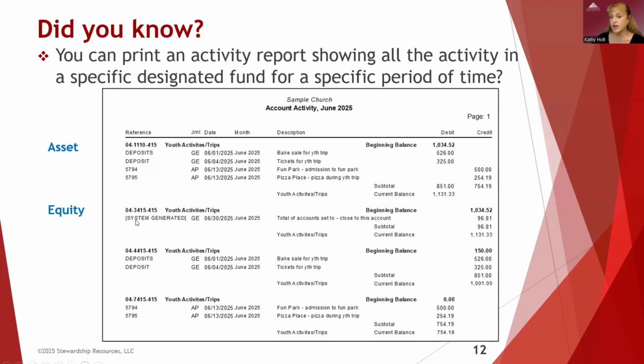Now see where it says system generated? What system generated means is we set up the chart of account number for the income for youth activities to flow to the youth activities equity. We set up the expense for youth activities and trips to flow to the youth activities and trips equity. That's what system generated means. So if you take the total income for that period, less the total expenses for that period, that's where that 9681 happens. Now here's your income and here's your expenses.